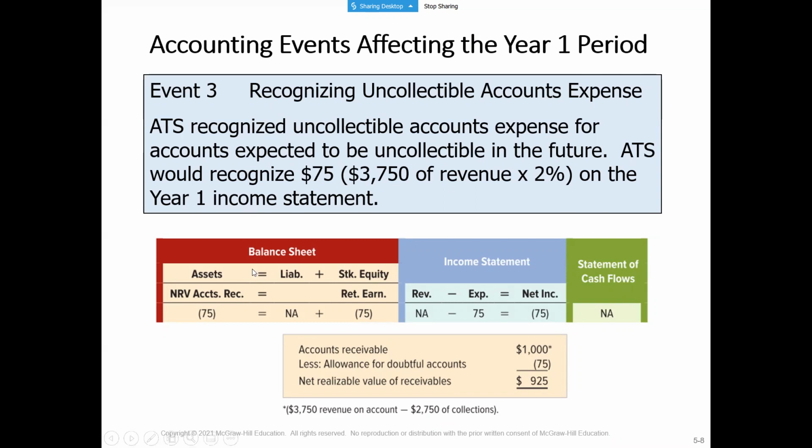So we would recognize an uncollectible accounts expense, an income statement expense account. And we would reduce net realizable value of accounts receivable for the same, and we'd actually do that through this allowance for doubtful accounts. So if a problem gave you this information and asked you to calculate the net realizable value of receivables, it would be the accounts receivable minus the allowance for doubtful accounts. That gives you net realizable value of receivables.